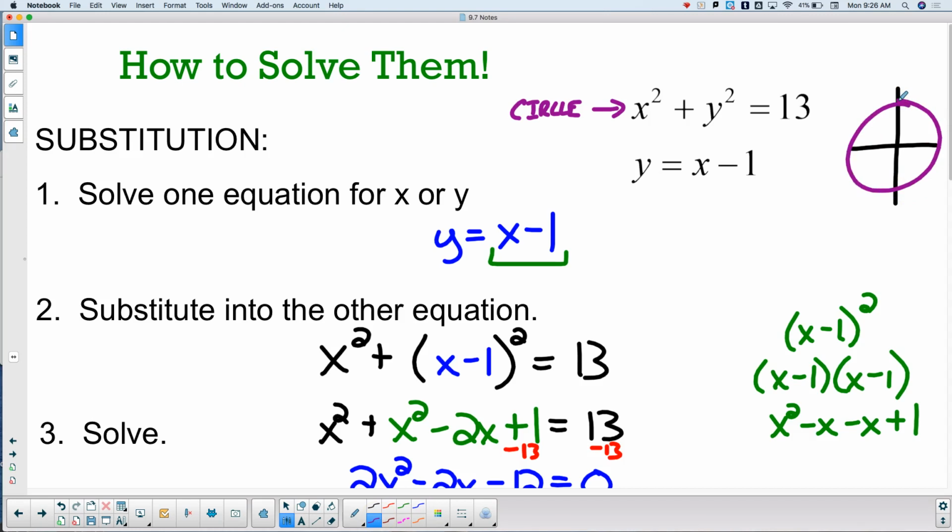Okay. Talk to me about y equals x minus 1. It's a line. The y-intercept is at 0, comma negative 1, because it's minus 1. Okay, so that means it's down 1 from the origin, right? Okay, what else can you tell me about that line?